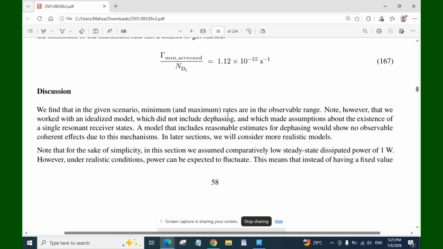Discussion. We find that in the given scenario, minimum and maximum rates are in the observable range. Note, however, that we worked with an idealized model which didn't include dephasing and which made assumptions about the existence of single resonant receiver states. A model that includes reasonable estimates for dephasing would show no observable current effects due to this mechanism. In later sections, we will consider more realistic models.